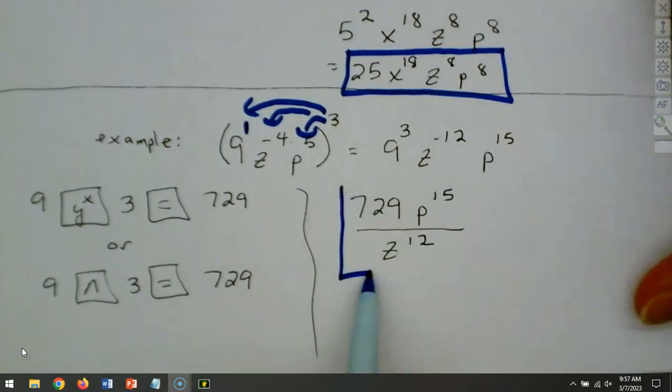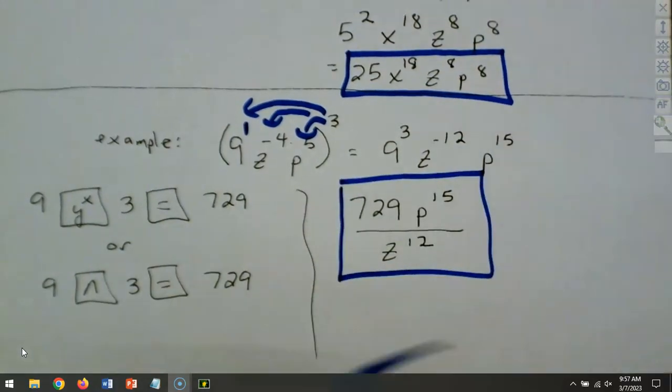That used several of the rules put together. Right? We had to use our product rule, our power rule. Okay, and then we use our negative exponent rule to rewrite that, and that's going to be your final finished answer there.